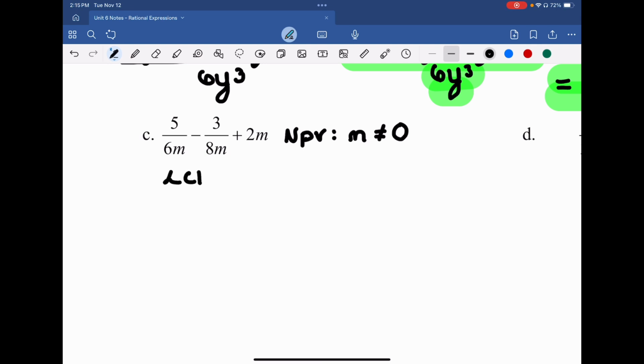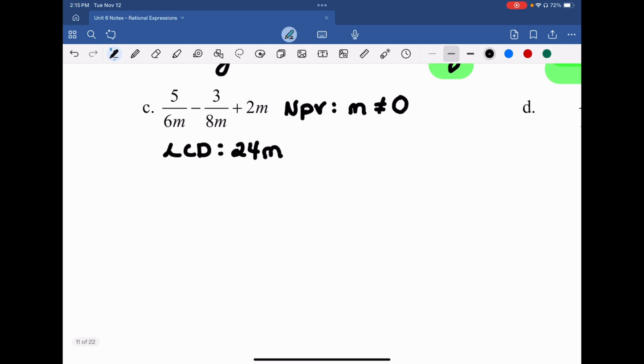For our LCD, we want to think about what is the first number that 6 and 8 multiply to. In this case, 6 and 8 both multiply to make 24. So let's make our LCD 24. And it must include an m there as well. So as long as we can multiply each term to make this 24m, we're happy.